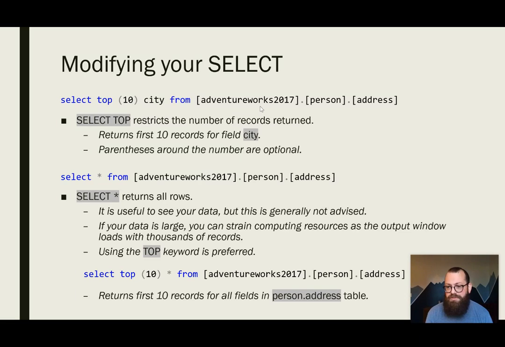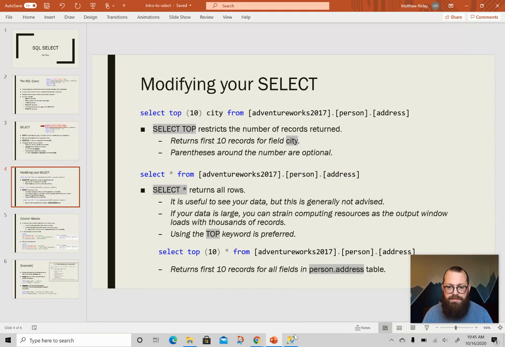I don't think it would really strain the server side too much, but it is ultimately very inefficient to use a query like this. And so really the easy way around that is to use the top keyword in addition to the asterisk symbol. So in this query here, we say select top 10 star from the person address table, and that tells us select the top 10 records for all fields in the person address table. And so we're going to kick over to SQL just to view this in practice.